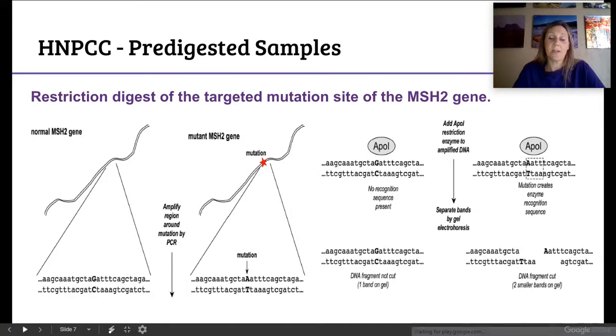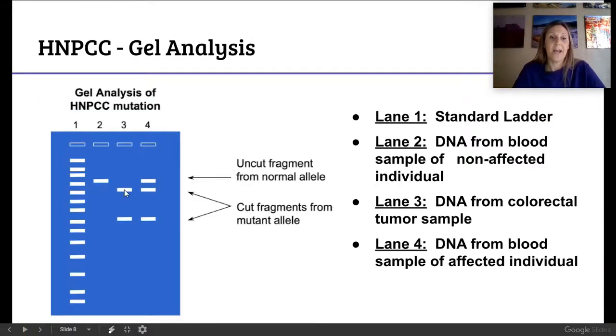So that means that that is an individual that had 2 copies of this gene. And so each copy is going to get cut. So you're going to really have 2 copies of this fragment and 2 copies of this fragment. So on our gel here, that's going to look like 2 bands.